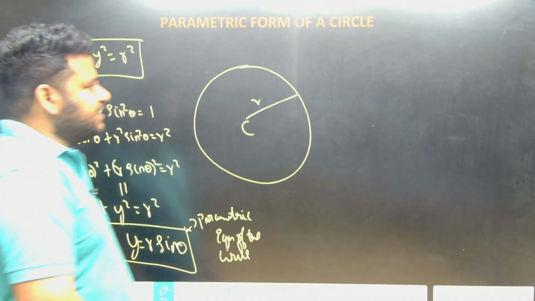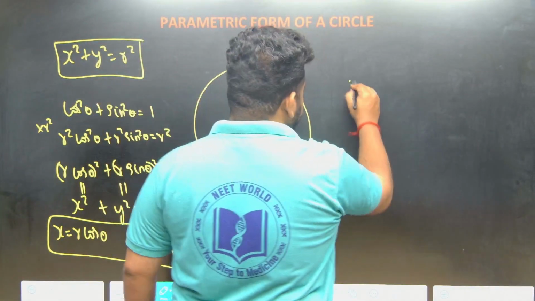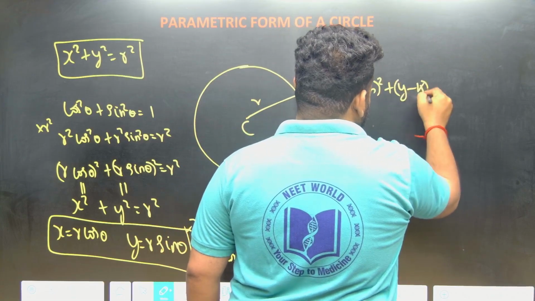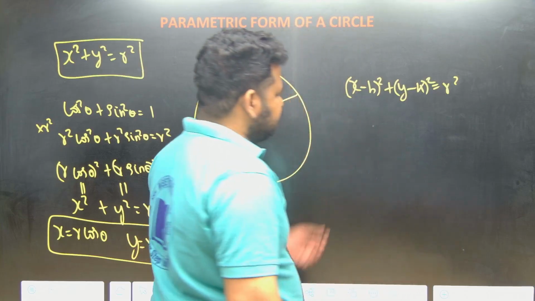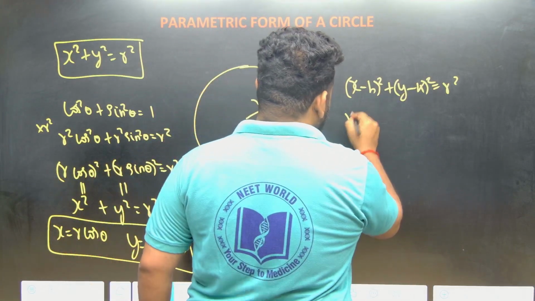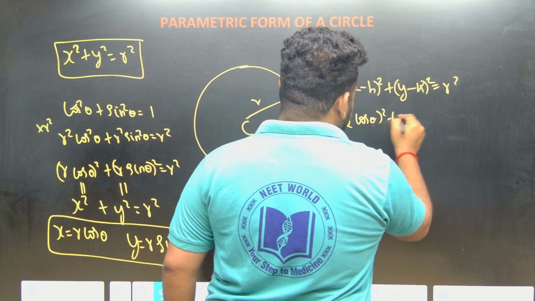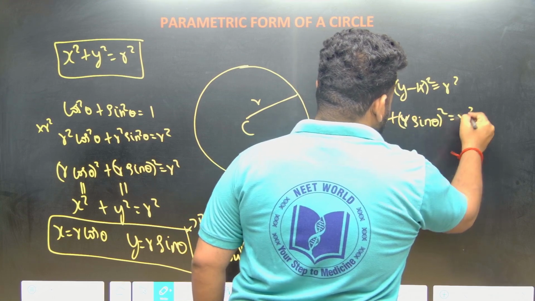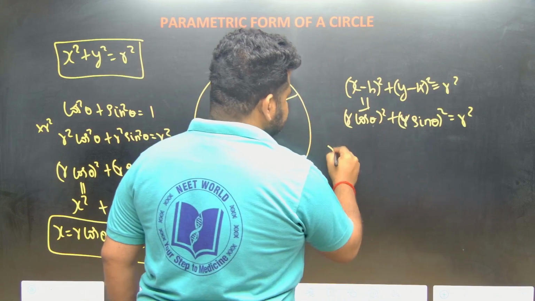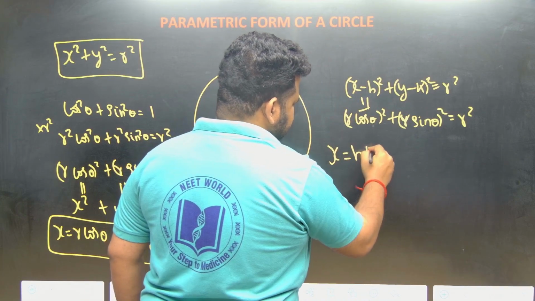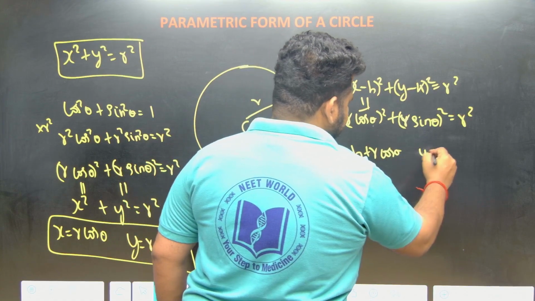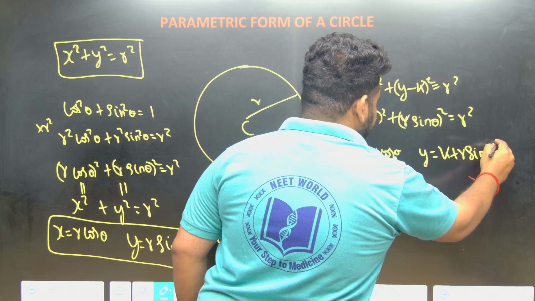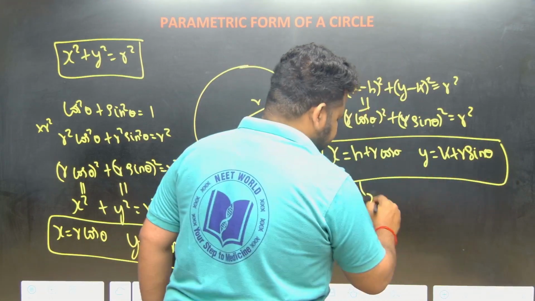Now, the standard equation of the circle that I took had the center at origin. Suppose we are having the center at h comma k: x minus h whole square plus y minus k whole square is equal to r square. Then what will happen to this? This will become r cos theta whole square plus r sin theta whole square is equal to r square. So if I equate this, I will get x is equal to h plus r cos theta. Similarly, y is equal to k plus r sin theta. So when the standard equation of the circle is given, this is the parametric equation of the circle.